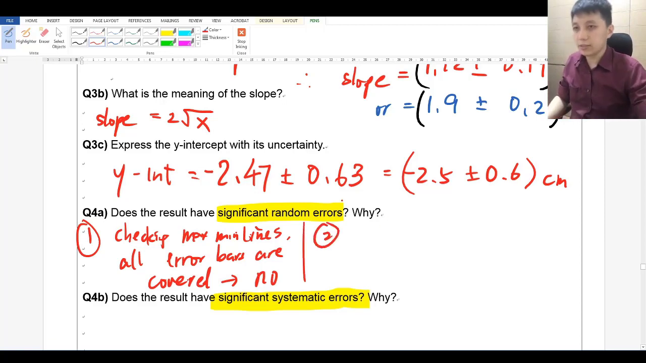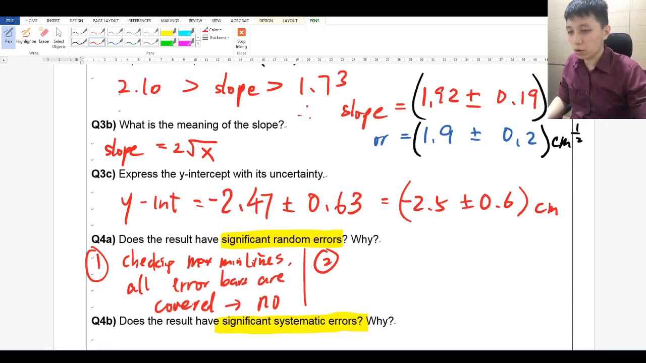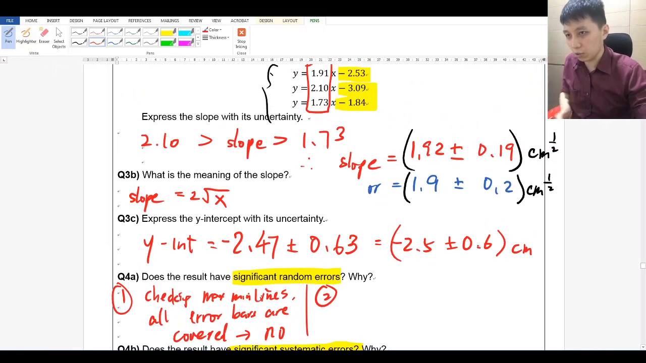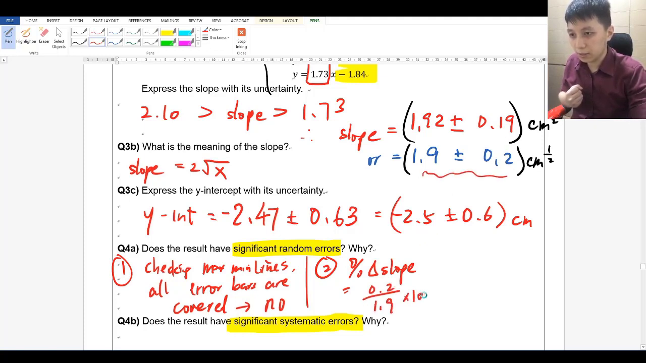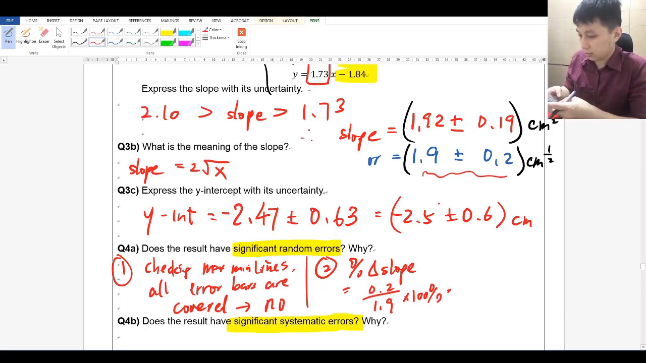The other way of doing it depends on whether you want to actually find out the physical meaning of the slope. So if you want to do that, then one way of evaluating the random errors could be to find out the percentage uncertainty of the slope. So in this case, let me just take the blue one, 0.2 over 1.9 times 100%. So in this case, you will be able to get about 10.5%. So let's just call it 11%.